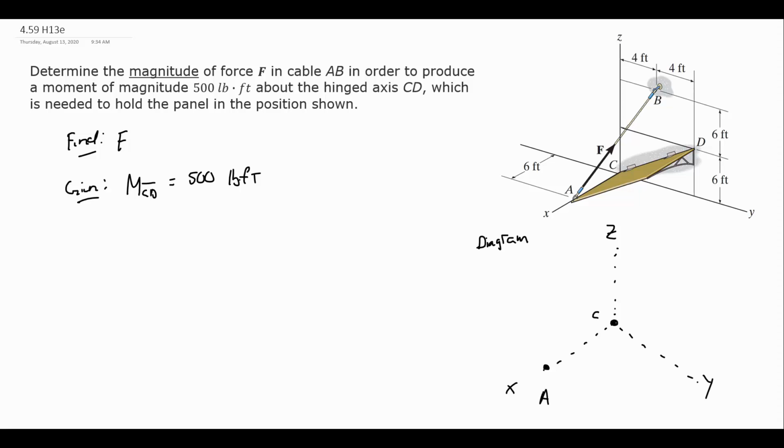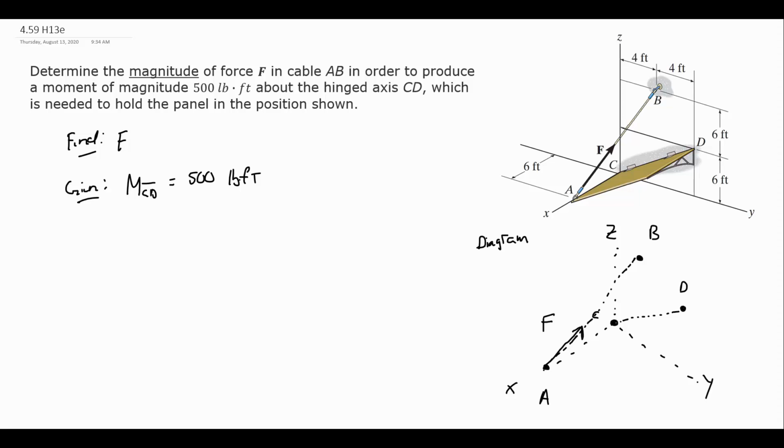I'm going to have a point A. This cable that I'm looking for the force in goes from A to B. So that axis is going to definitely matter here. And this is going to be my force F. And I have a point D, which again, this is the axis I'm going to want to know the moment around, is the CD axis.